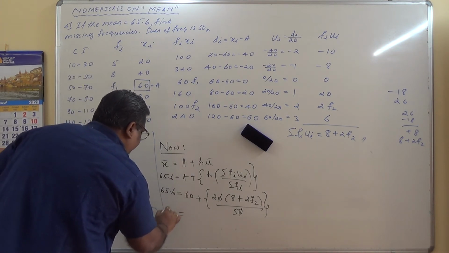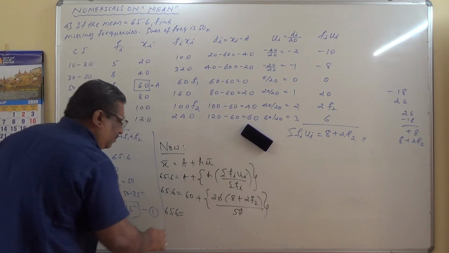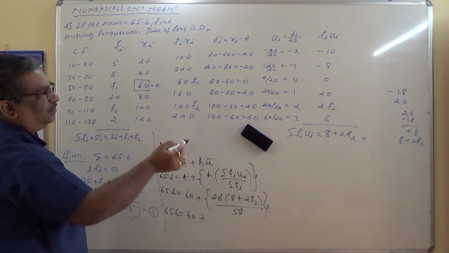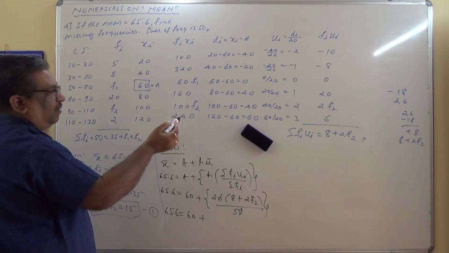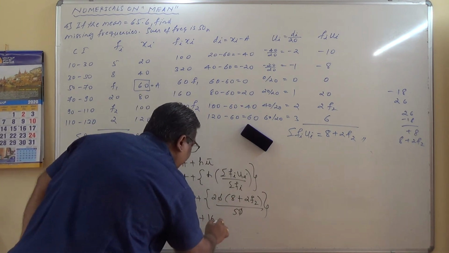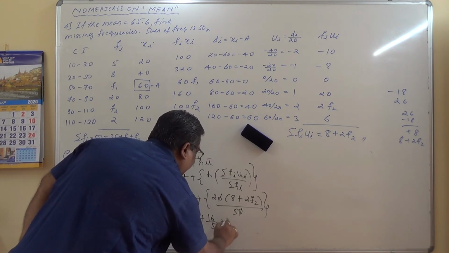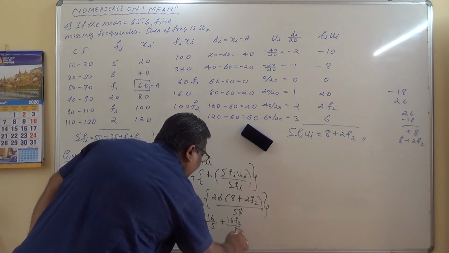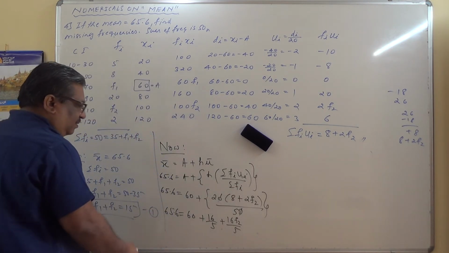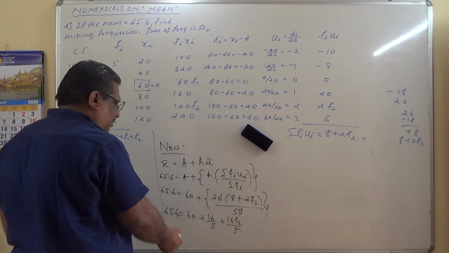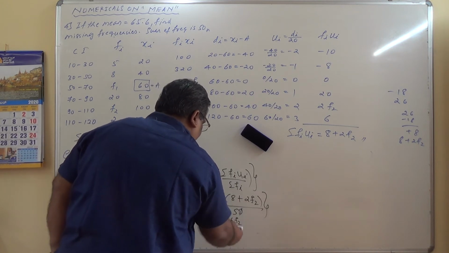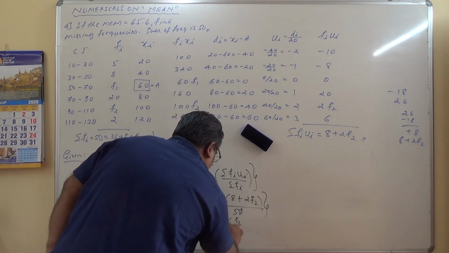So 65.6 is equal to 60 plus 20, okay, correct it is. So this is 16 by 5 plus 16 f2 divided by 5. Just multiply this one, open the bracket here. Okay, so take LCM also. 2 into 2 is 4, 2 into 8 is 16, 2 into 2 is 4 f2. Just a moment, 4 f2.